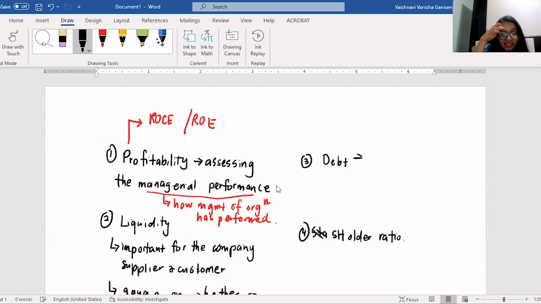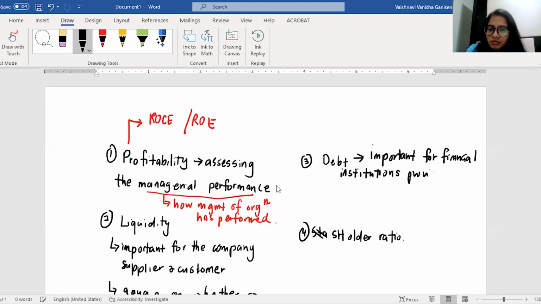So this debt information is important for financial institutions providing debt finance to the company, you know it, banks. Okay, so what are the ratios that will be calculated as part of our debt ratio?